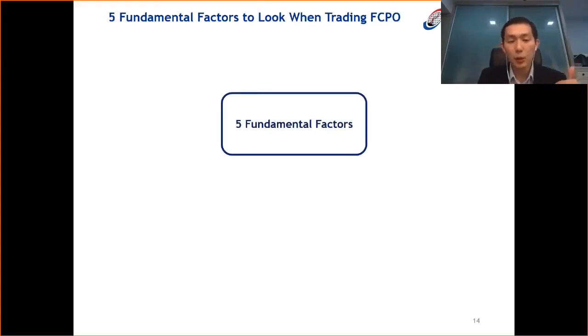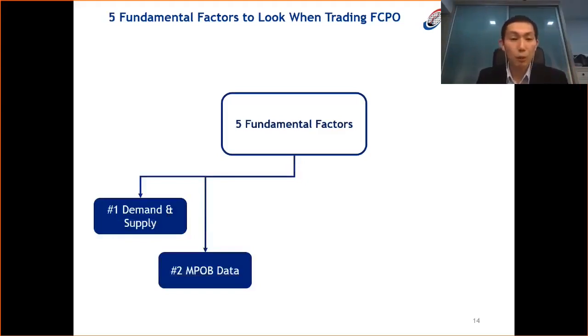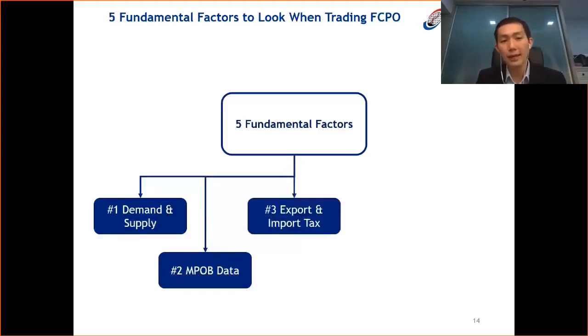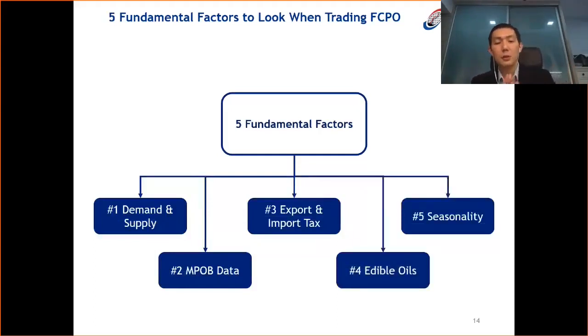So let's look at what are the 5 fundamental factors that we have. The first thing is demand and supply. Second is the MPOB data. The third factor, export and import tax. Fourth factor, the edible oils. And the last one is seasonality. So certain fundamental things you might not be aware of are actually influencing the FCPO price movement, and I'm going to highlight it for you later.